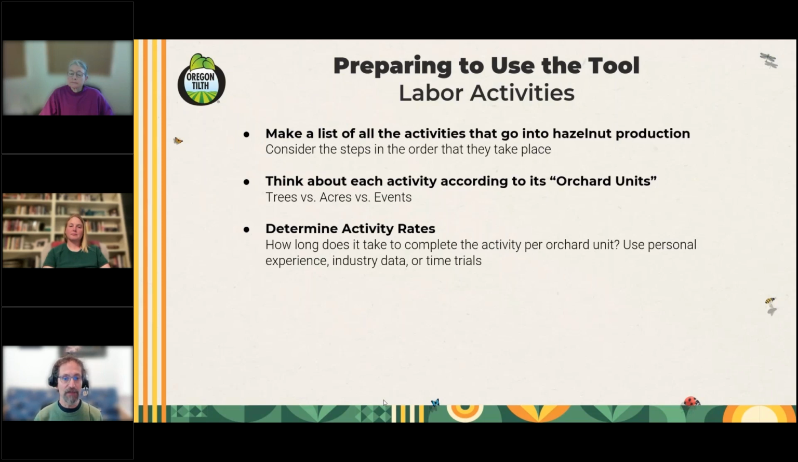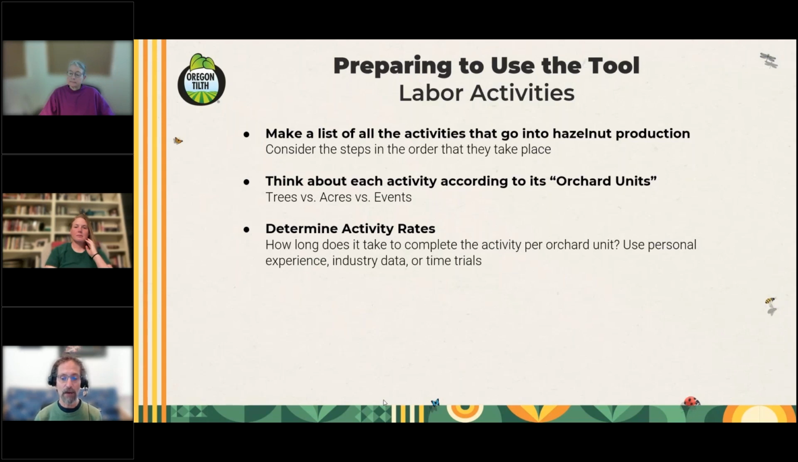We're also going to ask you to think about each one of these labor activities in terms of what we're calling orchard units. The three types of orchard units that we offer are by tree, by acre, or by event. Some of the activities that you do are going to be thought of on a per tree basis, pruning, for example. So you'll want to come up with an activity rate for pruning a single tree. But for things like mowing or harvesting, it's easier to think about it on a per acre basis.